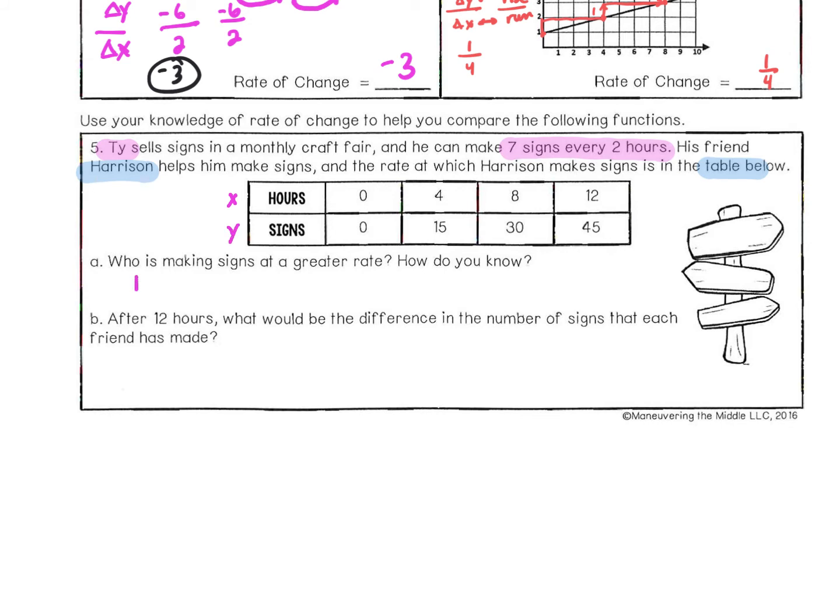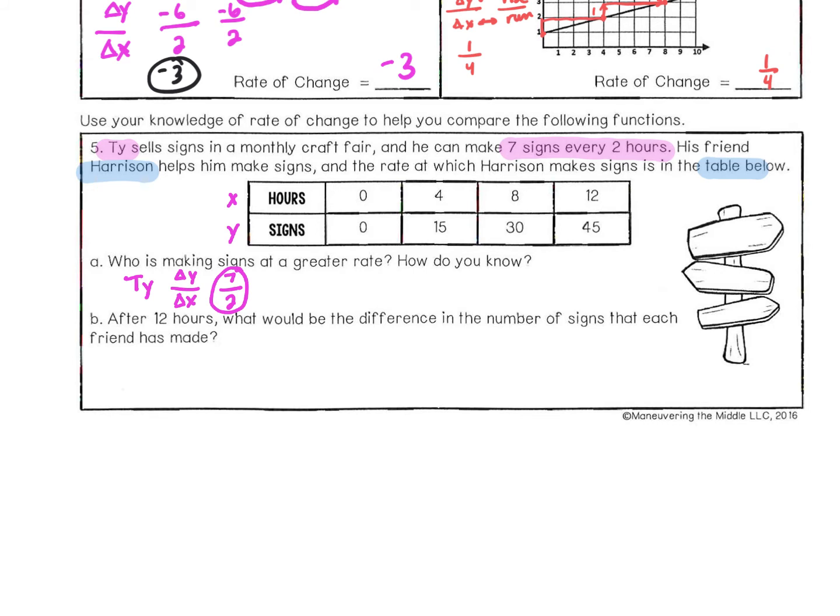So let's start with what they gave us for Ty. Ty was given just in words, and it says 7 signs in every 2 hours. Well, if we're trying to find the change in Y over the change in X, signs are the Y value, so they mentioned 7, and X is the hours, so they mentioned 2 hours. So 7 over 2. So that's Ty's information. This is his rate of change.